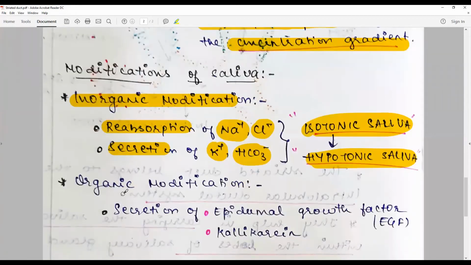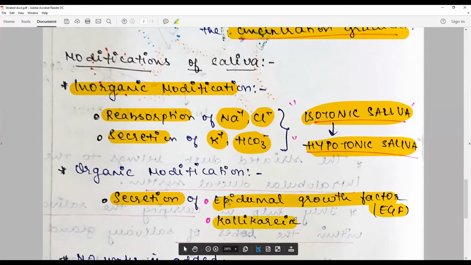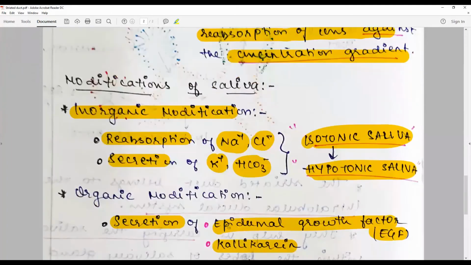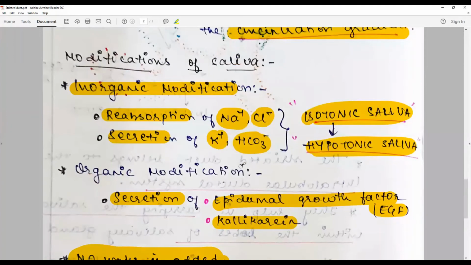For the organic modification, the ducts are responsible for secretion of epidermal growth factor and kallikrein, which are defense materials. At this duct, no water is added, no changes in the water, no resorption. So that is the very significant point of the histology and the functions of saliva.